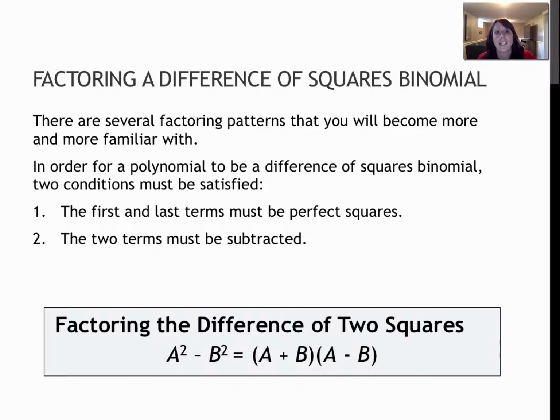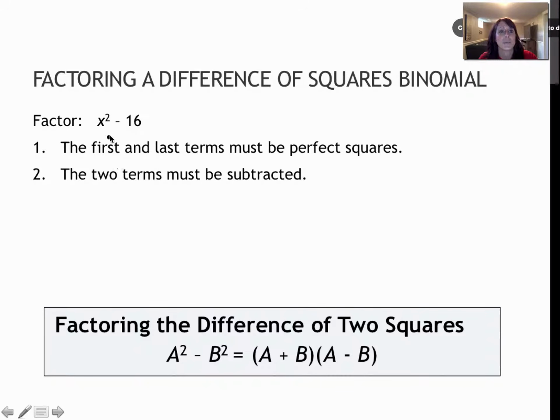In order to have a difference of squares binomial, our first and last terms must be perfect squares. So again, a binomial implies that there are just two terms. So we're saying both terms must be perfect squares and they have to be subtracted. If they're added, all bets are off. We can't factor that. So factoring the difference of two squares, we would take the square roots of each and then add them and subtract them. So let's take a look.